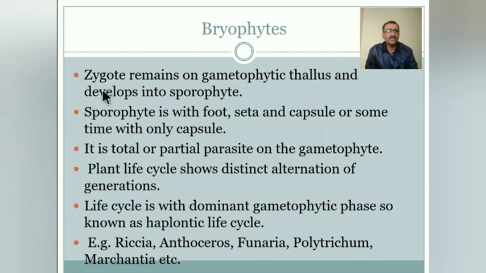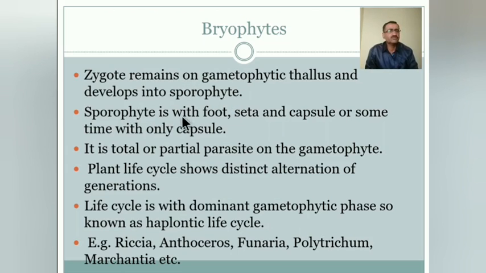Next one is the zygote. After fertilization, zygote is formed and that zygote remains on the gametophytic thallus and develops into the sporophytic plant body. Okay, two generations are there, gametophytic and sporophytic. Okay, and zygote remains on the gametophytic thallus. Okay, they are totally dependent for food on the gametophytic thallus, and further that zygote develops into the sporophytic plant body, and after that they produce their own food material.